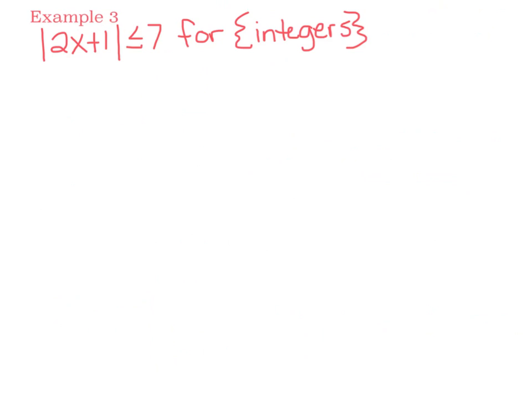All right, our next example, we have the absolute value of 2x plus 1 is less than or equal to 7. And a good rule of thumb for you to remember when you're doing these is just take the bars, turn them into parentheses with a plus or minus in front of it. So that means that I am going to do two problems.